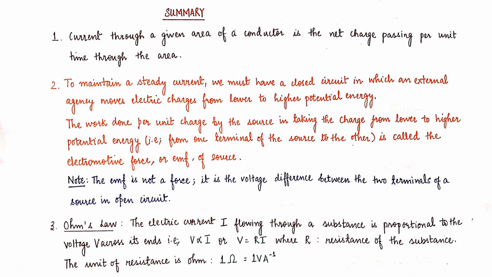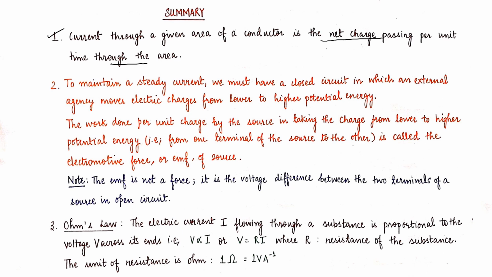Hello students. In today's class we will be summarizing our chapter number 3. So I'll start the class with the points. The very first point is saying that current through a given area of a conductor is the net charge passing per unit time through that area.